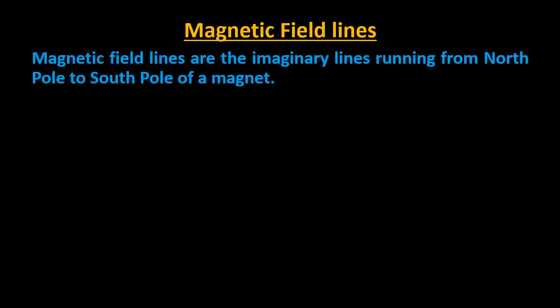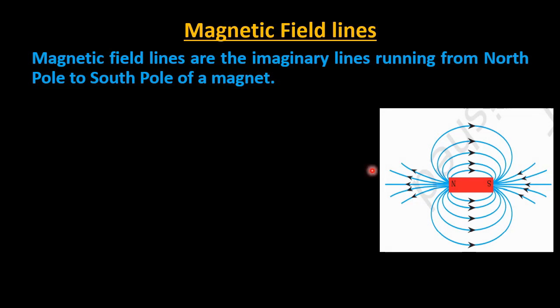Now we discuss the magnetic field lines. These magnetic field lines are imaginary lines running from the north pole to the south pole of a magnet. We can visualize these magnetic field lines as shown in this figure. This red one is a bar magnet, the left end is the north pole and the right end is the south pole. The magnetic field lines come out from the north pole and enter the south pole.